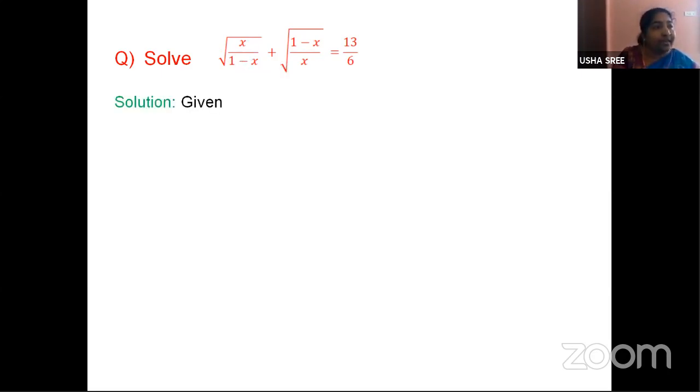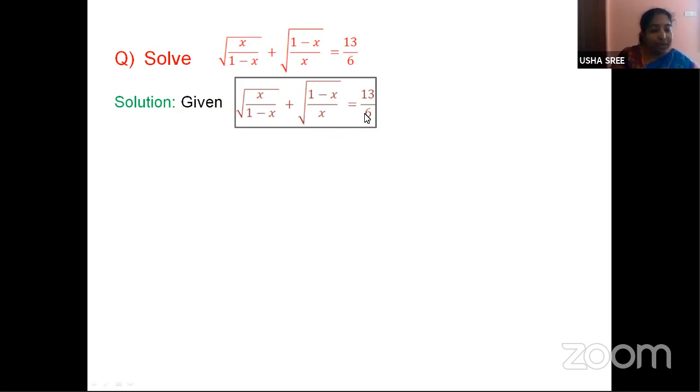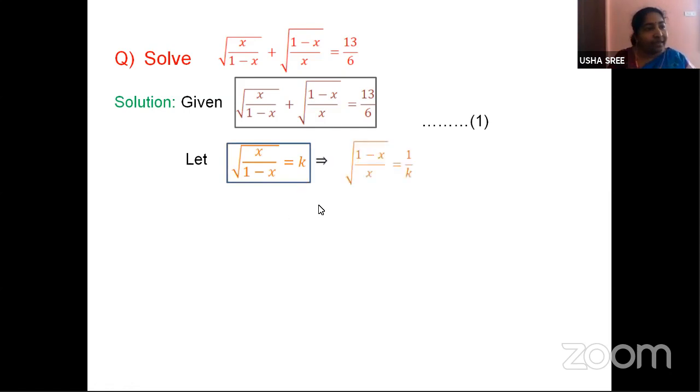Now you are given that root of x by 1 minus x plus root of 1 minus x by x is equal to 13 by 6. Then we will just substitute root of x by 1 minus x is equal to k, like what we have taken previously. Here, the first term is equated to k. Then I can always write root of 1 minus x by x is equal to 1 by k.